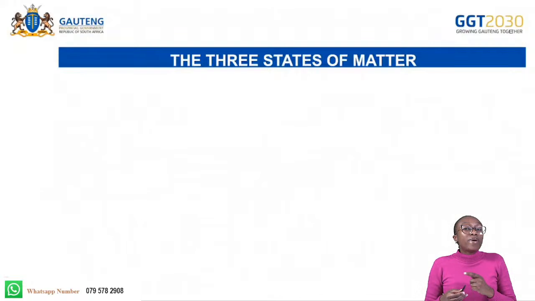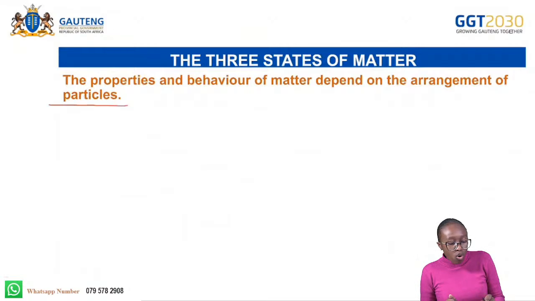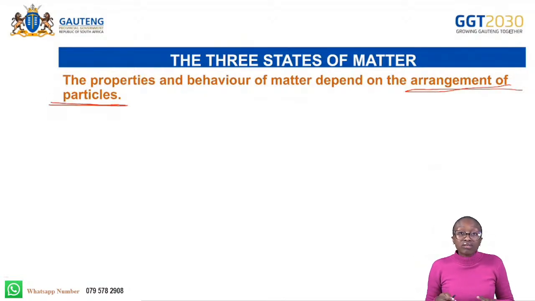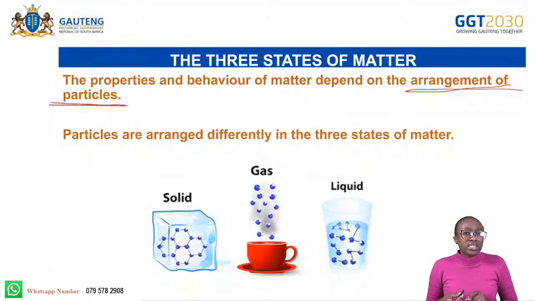Now let's go back in time. Let's go back to the 6th grade when we learned about the 3 states of matter. The properties and behavior of matter depend on something. What is it? The arrangement of the particles. How are the particles arranged? Particles are arranged differently in the 3 states of matter. They are arranged differently in solids, they are arranged differently in gases, and they are arranged differently in liquids.